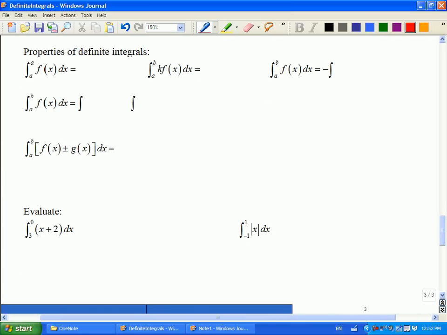Okay, so properties of integrals, you definitely need to know these. The first property, let's see, what do you think? If I go from A to A, how much area do you think I'm going to get? Good. So I get nothing because I haven't moved anywhere. I don't have any width underneath the graph. So there's no area. That's an empty integral.